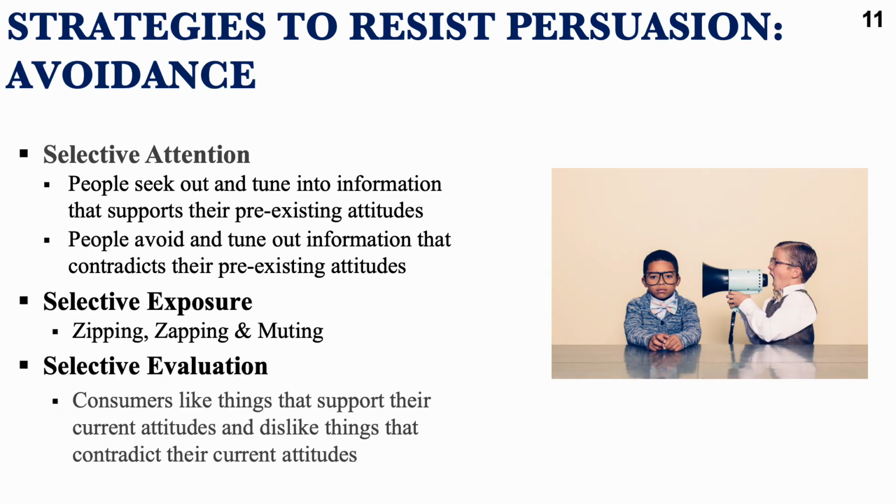So how do we resist persuasion? Well, one strategy that we use is avoidance. We have selective attention, right? We tune out information that contradicts our pre-existing attitudes. We do this all the time, right? We tend to seek information that goes with our existing attitudes and avoid information that doesn't.